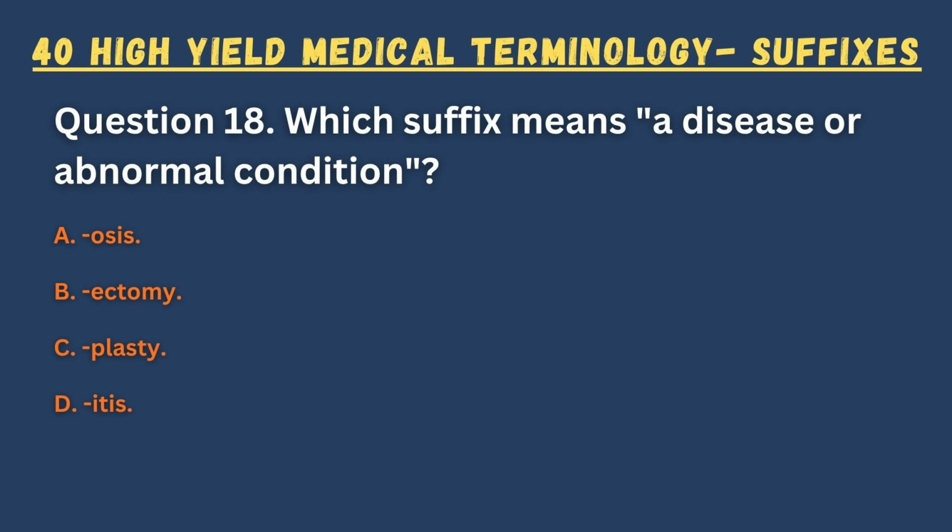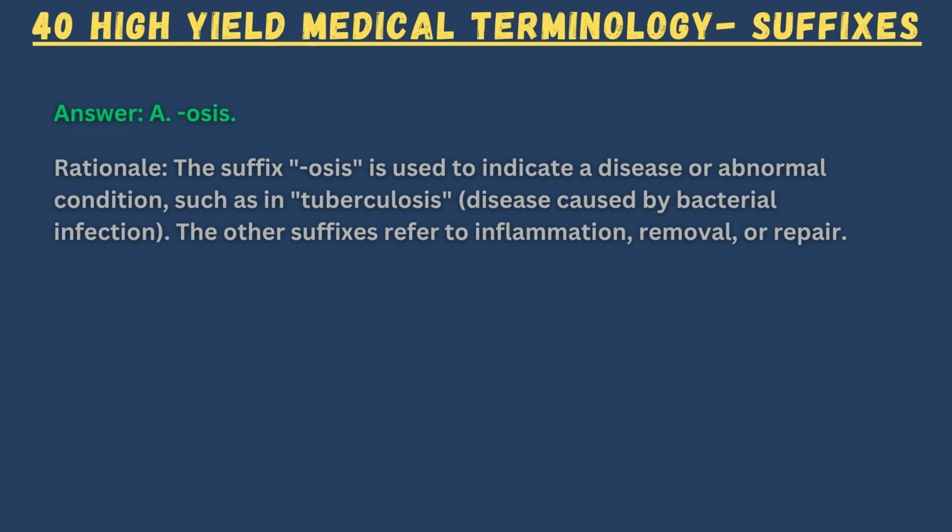Question 18. Which suffix means a disease or abnormal condition? A. -osis. B. -ectomy. C. -plasty. D. -itis. Answer: A, -osis. Rationale: the suffix -osis is used to indicate a disease or abnormal condition, such as in tuberculosis, disease caused by bacterial infection. The other suffixes refer to inflammation, removal, or repair.